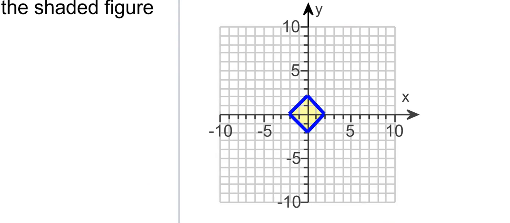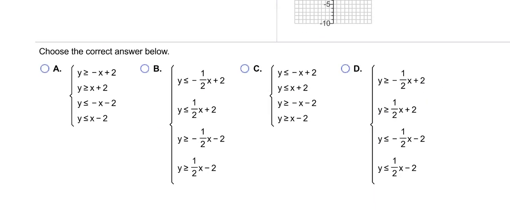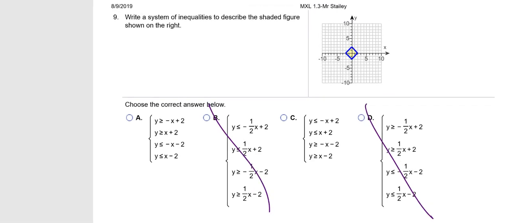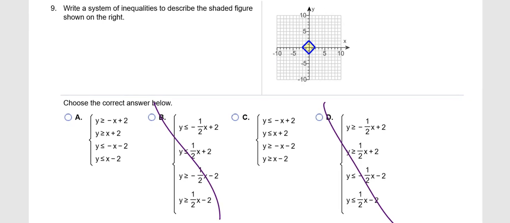What are the slopes of those lines? You should be able to look at the graph and tell me that the slopes of these lines are 1 or -1. Right? So which two can we get rid of immediately? B and D. So really this comes down to A or C. Look at your two choices there and see which one would narrow you down to that particular diamond-like shape or square.